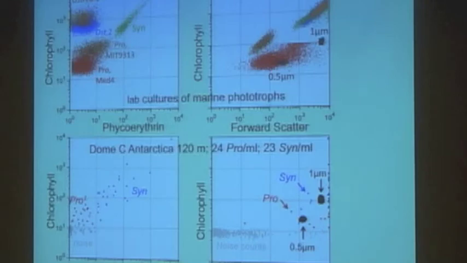So for a number of slides, I will show you. This one is the easiest to see because I've blown it up bigger. So let's really study this. I use the same color scheme. Red dots are lying in the little band of chlorophyll and phycoerythrin that the cultures showed us the Prochlorococcus should fall into. They have about the right amount of chlorophyll and phycoerythrin.